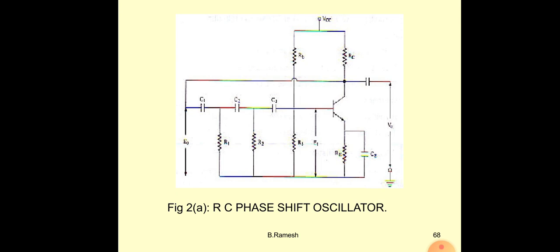This 180 degrees phase shift is given to the base terminal as input, and we are taking output across the collector terminal. So now input and output voltage are in the same phase. So the feedback voltage and input voltage are in the same phase. That is called positive feedback, which we use in this circuit. The application of positive feedback is an oscillator, and it also satisfies the two Barkhausen criteria conditions: phase shift is 0 or 360 degrees, and loop gain is 1.